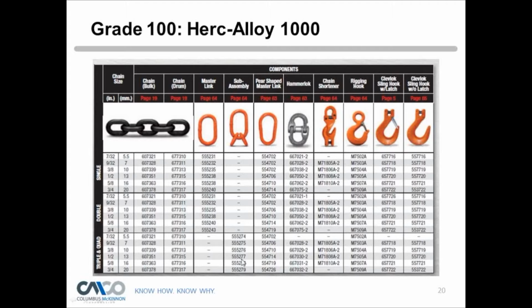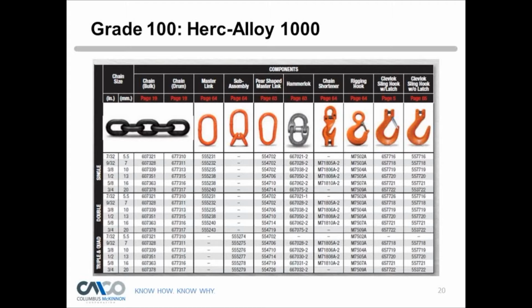So from there, you can look and say, what's my master link? It tells you you need a sub-assembly. It's on page 64. It gives you the part number, and then you would look up the size of that master link. It gives you your hooks and your hammer locks and everything you need to properly assemble that sling. If you're going to do it yourself, those are mechanical couplers, and the only other thing you need is to tag that load. So you can get all your dimensions from the catalog.